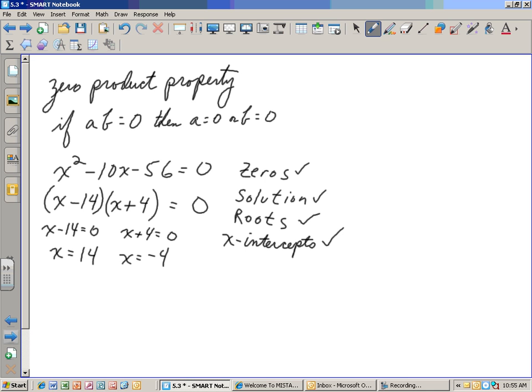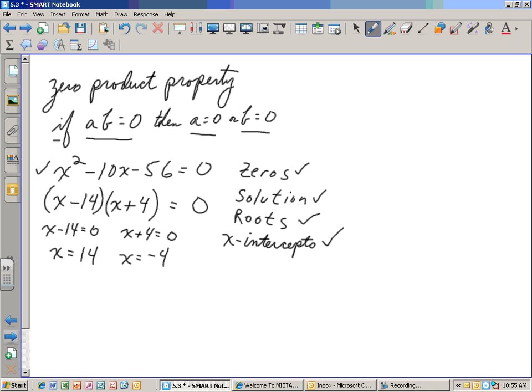Okay? And the zero product property states that if a times b equals 0, then either a equals 0 or b equals 0, which kind of makes sense. If a is 0, 0 times b is 0, or if b is 0, then a times 0 is 0.